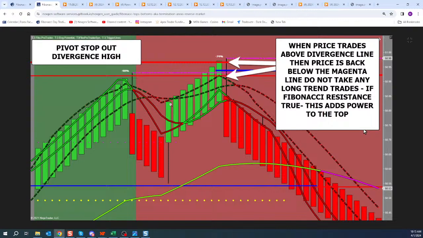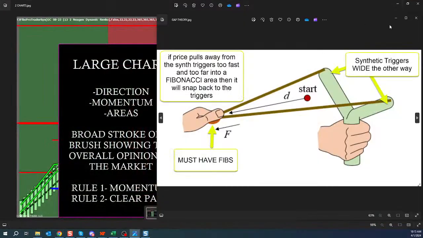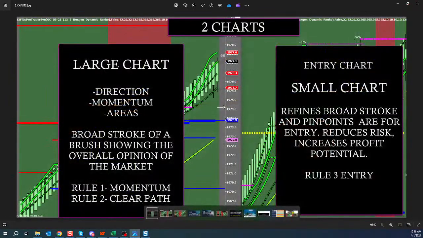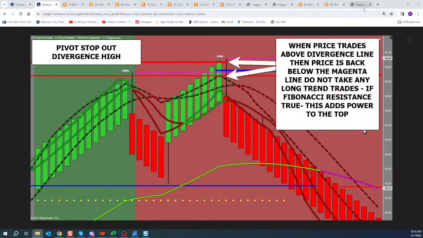If the large triggers don't follow, if price accelerates away from the large triggers fast and it hits a Fibonacci area, mid-band, anything like that, guys, more than likely it's going to snap back and close the gap to those triggers. And that's exactly what got you here, Gino.